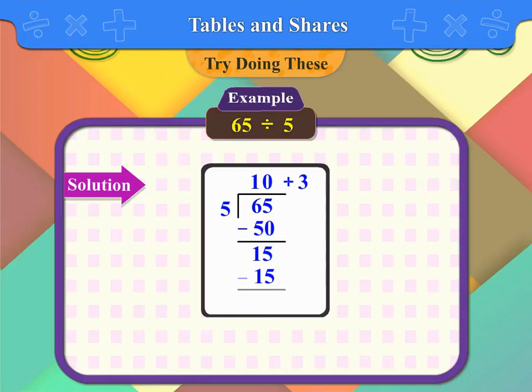15 minus 15 is equal to 0. So, the division is completed. Hence, the answer is 10 plus 3 is equal to 13. So, 65 divided by 5 is equal to 13.